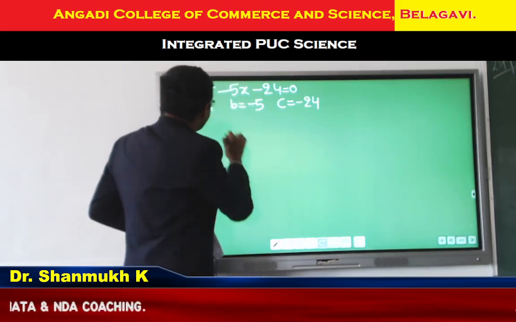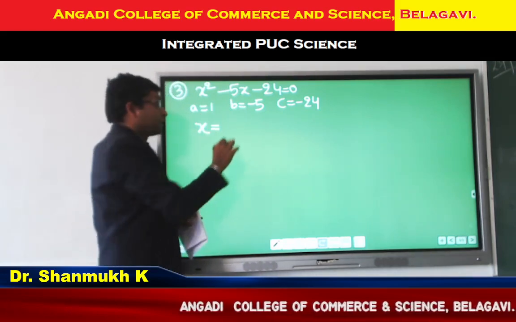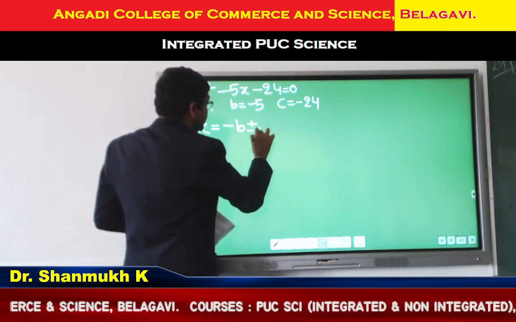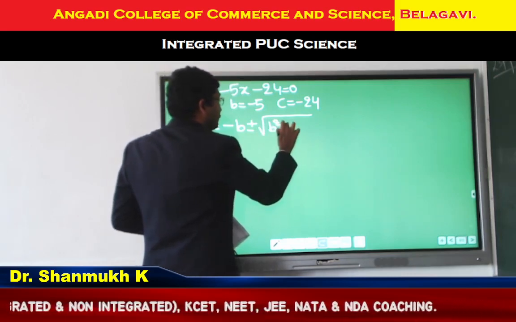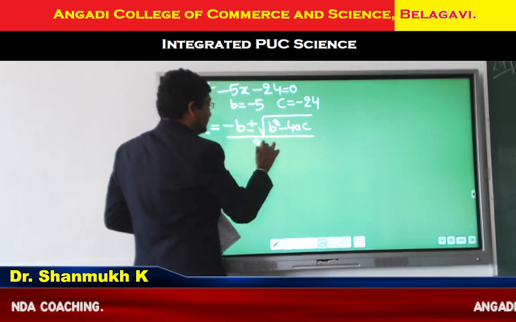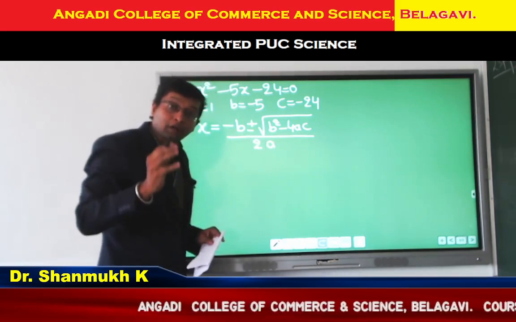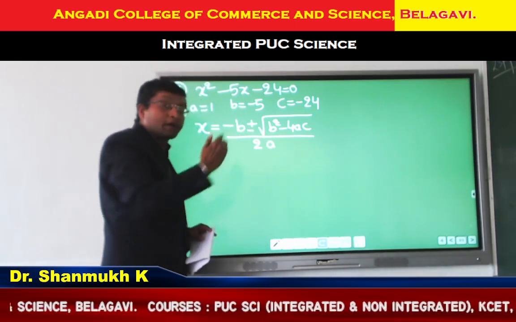Then write the quadratic formula. The quadratic formula is x equal to minus b plus or minus under the square root of b square minus 4ac divided by 2a. So this is the quadratic formula. Now substitute the values of a, b and c in this quadratic formula.